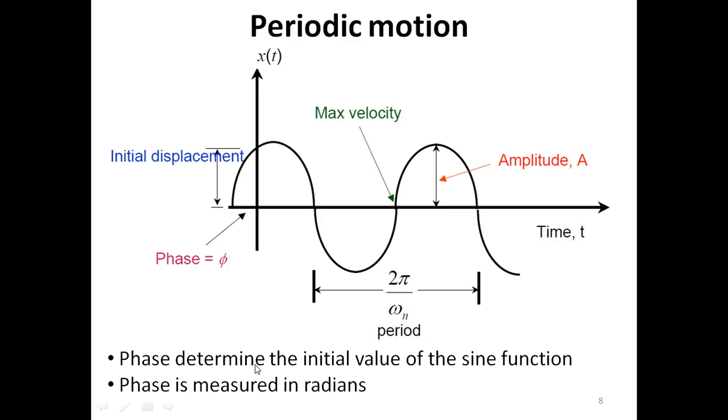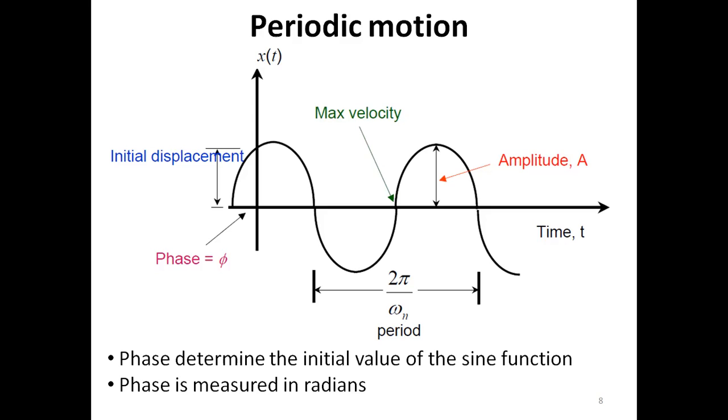So phase determines the initial value of the sine function, and the phase is measured in radians. Meaning that if phase is 0, the sine or displacement is starting from here. But if the wave is like this, then in the model we have to include the phi phase angle.